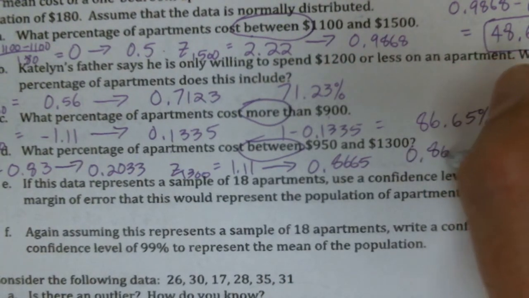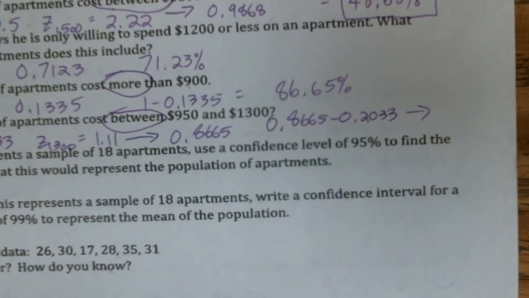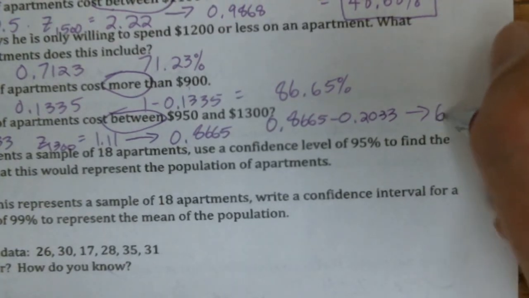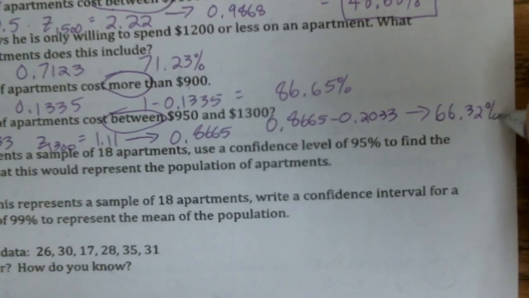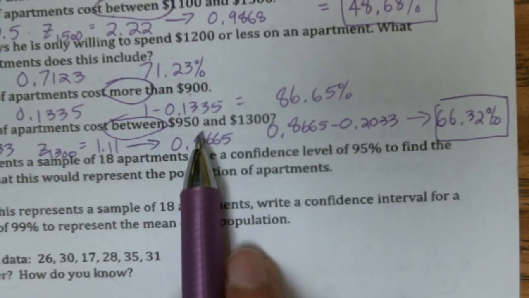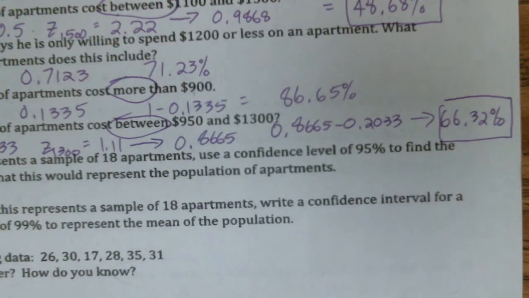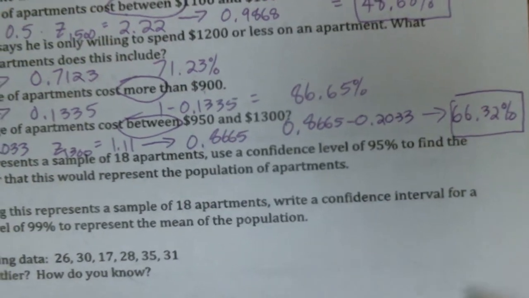Okay? And I'm going to subtract those because it says between. So 0.8665 minus 0.2033. Move the decimal place 2 spots, and that comes out to be 66.32%. Okay, I buy that. Between $1,300 and $950, I buy that. 2/3 of the data is between those 2 amounts.